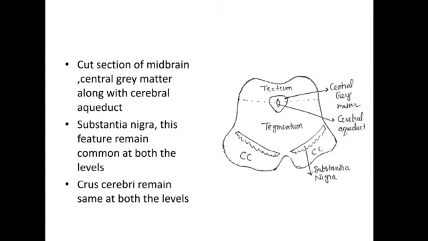Cut section of midbrain presenting central gray matter along with cerebral aqueduct. Substantia nigra. This feature remains common at both the levels. Crus cerebri remains the same at both the levels, at the level of superior colliculus and at the level of inferior colliculus.